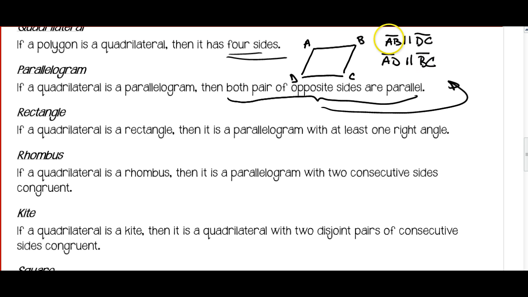Okay, so this is what I'm suggesting you do for each of the rest of them on separate paper, because there's not a lot of room here. You'll do the same thing for rectangle, rhombus, kite, etc., based on what information they tell you in the definition.